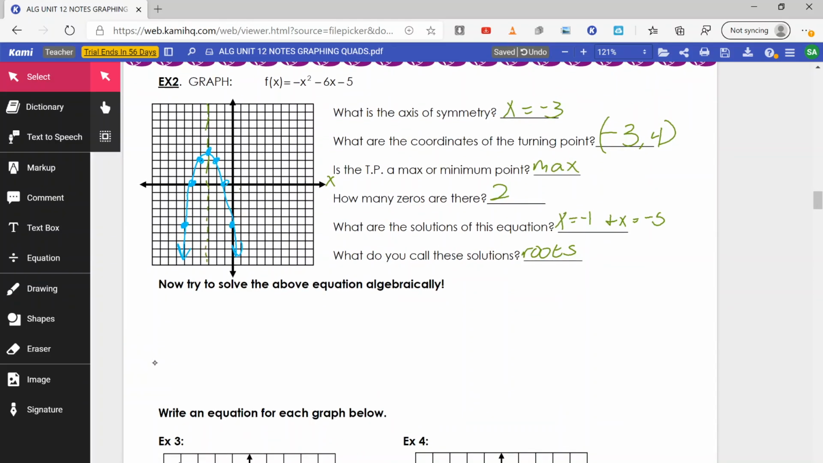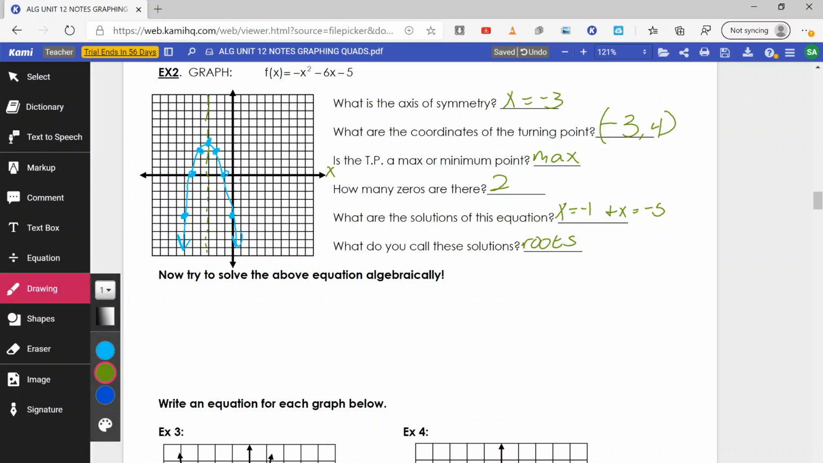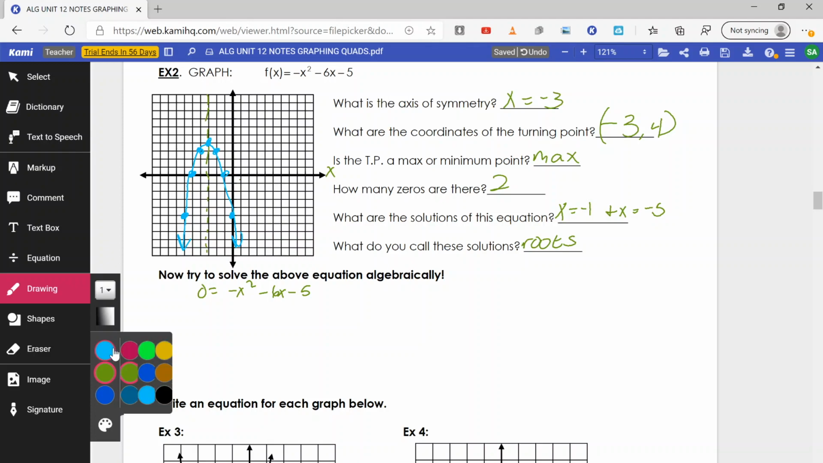Now the weird thing about this is we have a negative leading term, so it might throw you off a little bit. So instead of saying f of x, we can say 0 equals -x squared minus 6x minus 5. So now what we have to remember when we're factoring, remember we can always pull off a common factor if need be. Notice all of these are negative. And the other thing about this, because our leading term is negative, we want to get rid of it. So we're going to actually divide everything by that -1.